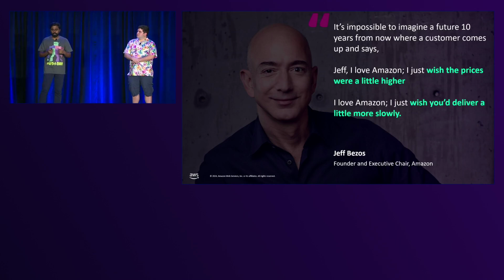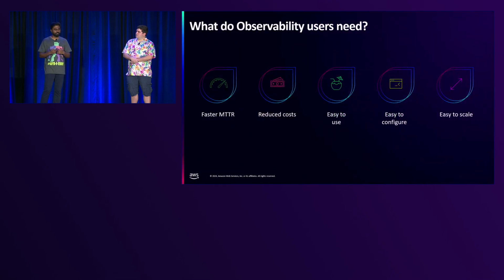No one is going to walk up to Jeff Bezos, as he says here, and say, hey, I wish your prices were a little bit higher than others. Or no one is going to say, hey, I wish you delivered a little more slowly. So I was thinking, what are those things that don't change over a long period of time for observability use cases? These are things that never change. I meet hundreds of customers every year overall in my team. So we meet thousands of customers every single year, one-to-one.